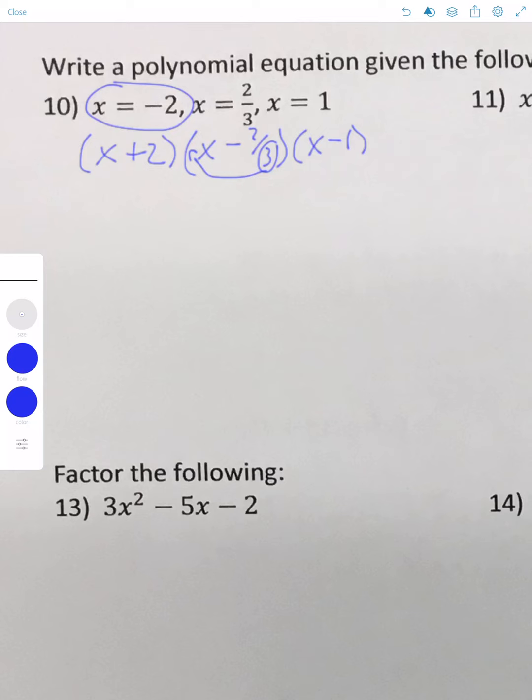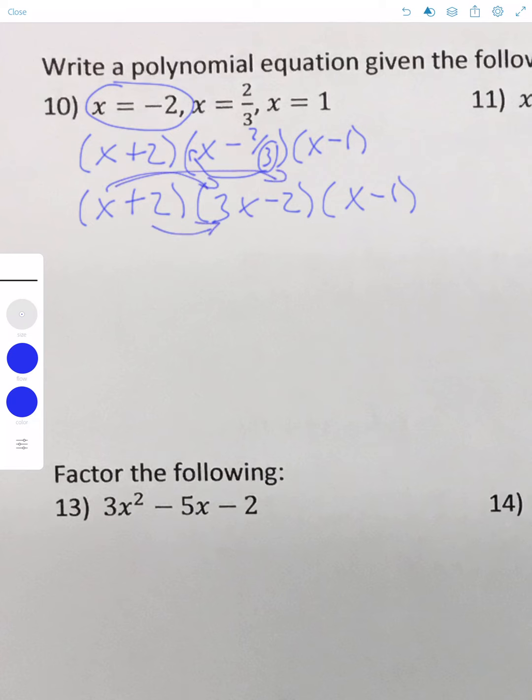So what I could do is I could rewrite this as x plus 2 times 3x minus 2 times x minus 1. Now, what you're going to have to do is you'll have to go through and distribute all of these through. It doesn't matter where you start, but you'll distribute these through first, write your answer, and then you'll have to distribute whatever your answer was here to each of your two terms in the other set of parentheses. And so you'll have to take some time distributing. If you need help with that, we can go over that a little bit more in class.